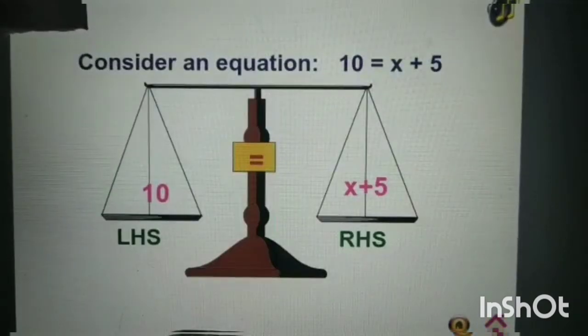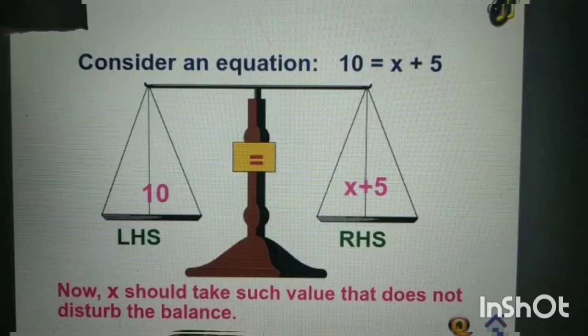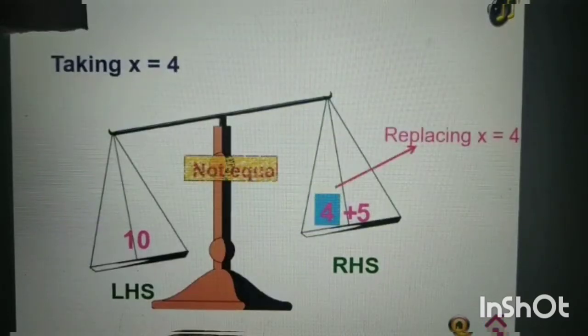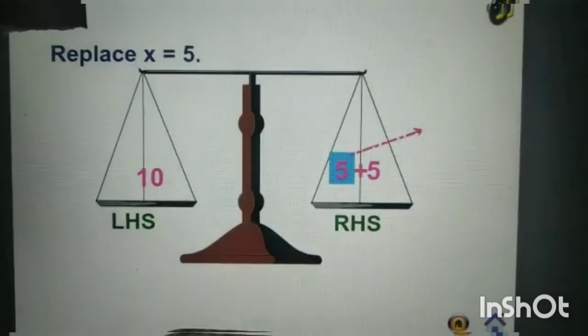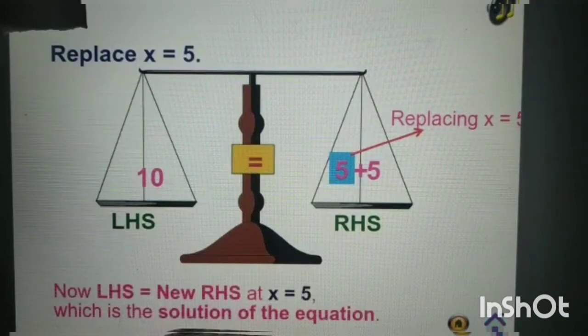Consider an equation 10 is equal to x plus 5. Now, x should take such a value that does not disturb the balance. x equal to 4 does not satisfy the equation. x is equal to 5 satisfies the equation. Therefore, x is equal to 5 is the solution of the equation.